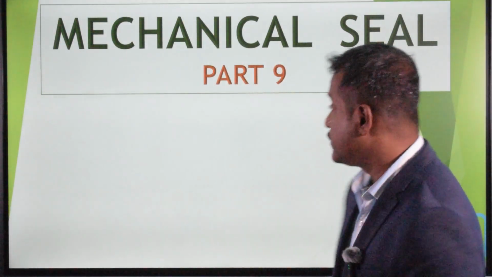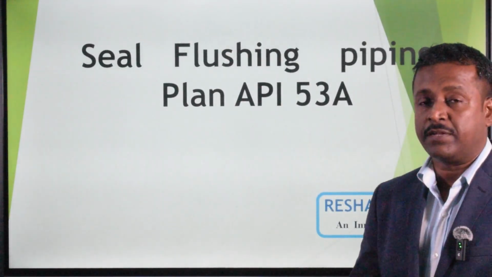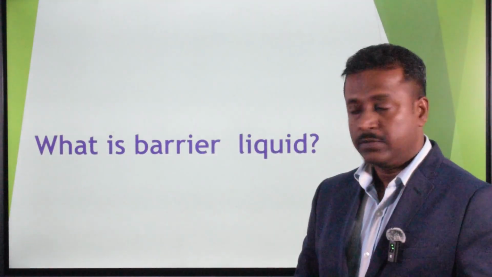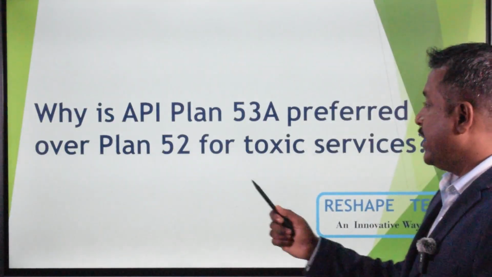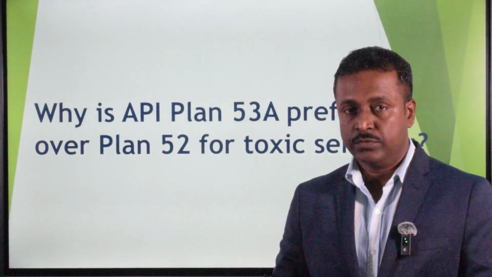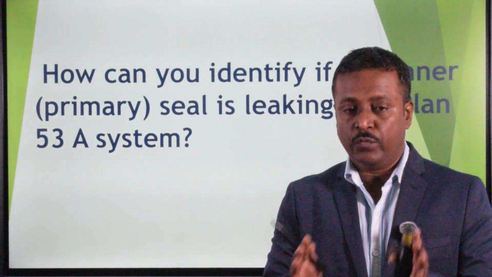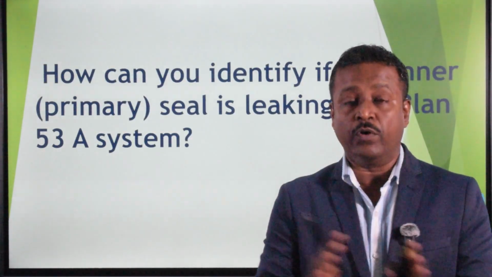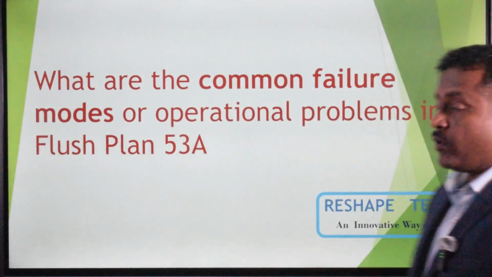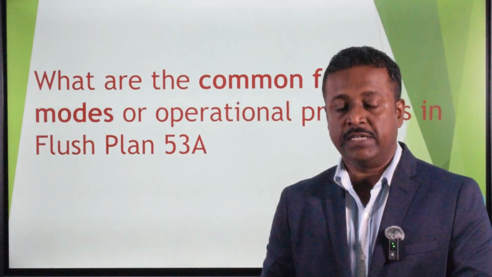Before going to the main topic, I want to discuss a few basic questions related to API seal flushing plan 53A. What is barrier liquid? Why is API seal flushing plan 53A preferred over 52? How can we identify whether your primary seal is leaking or secondary seal is leaking? What are the common causes or common failure modes of mechanical seal flushing plan 53A?